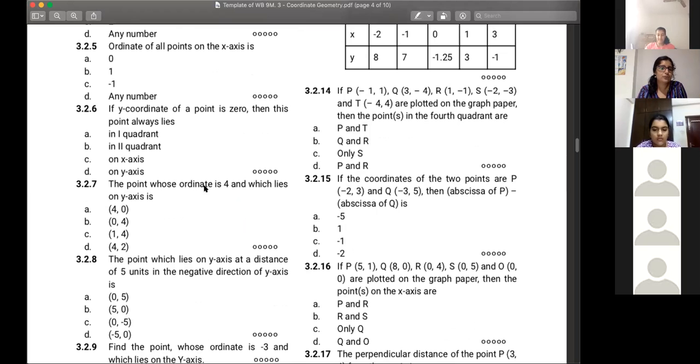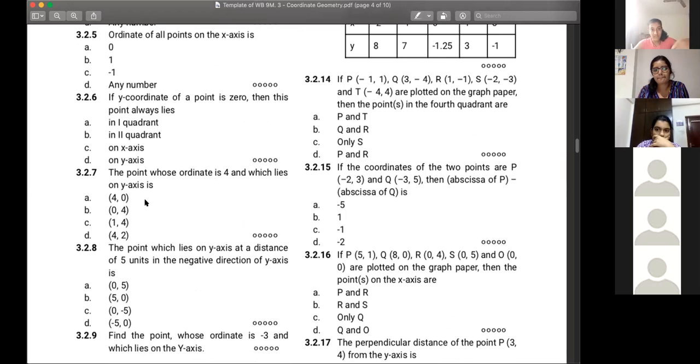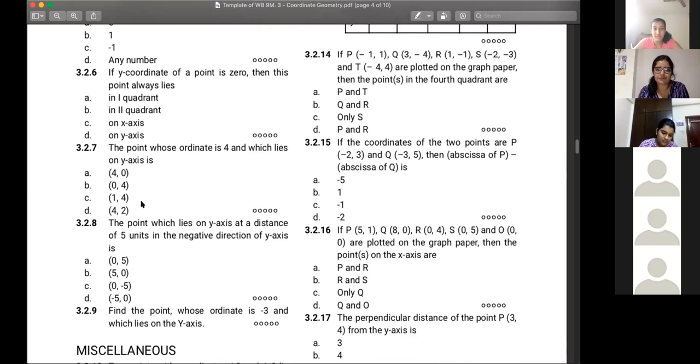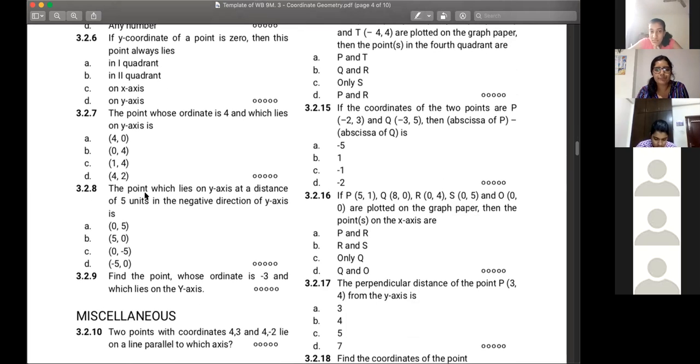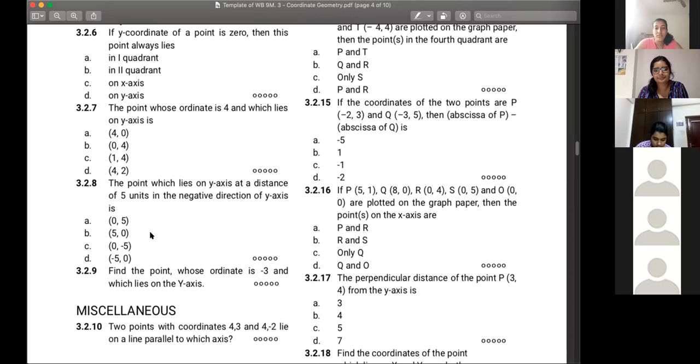Aryan, the point whose ordinate is 4 and which lies on the y-axis is? Ma'am, (0, 4). Very nice, correct. Y-axis means x will be 0 and the ordinate is 4. Swayam, question number 8: the point lies on the y-axis at a distance of 5 units in the negative direction of the y-axis. So it's (0, -5). That is correct.